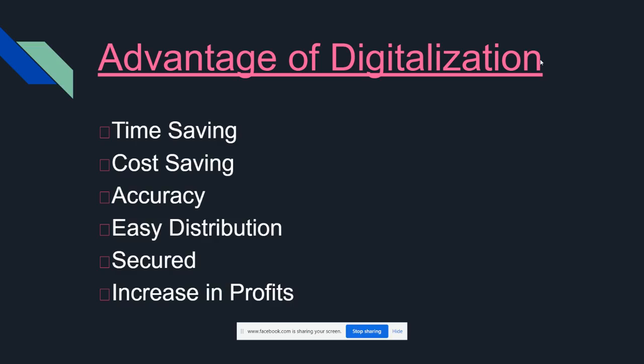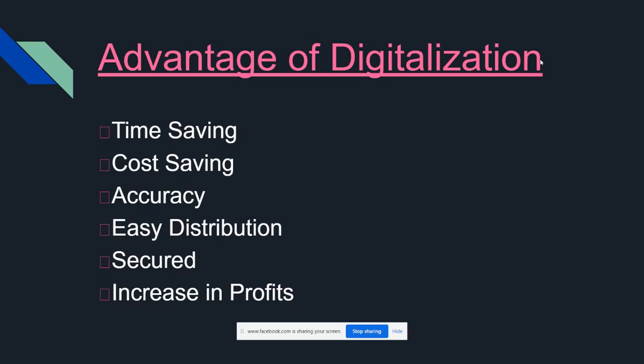Next would be the advantages of digitalization. When we talk about the advantages of digitalization, there are five key points. First is time saving, second is cost saving, third is accuracy. When you're doing it online and not in a traditional way, it is saving your time. Second, cost saving, because if you're doing it online, you are not traveling from one place to another. That's the reason your money is saved.